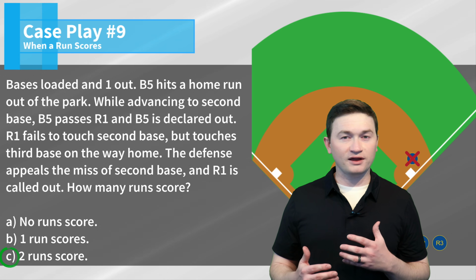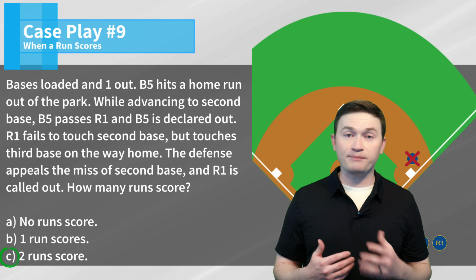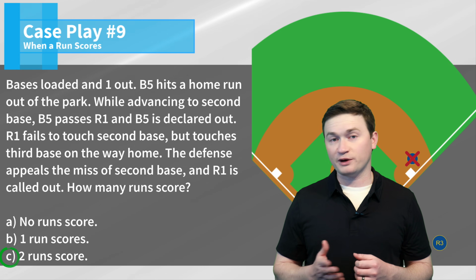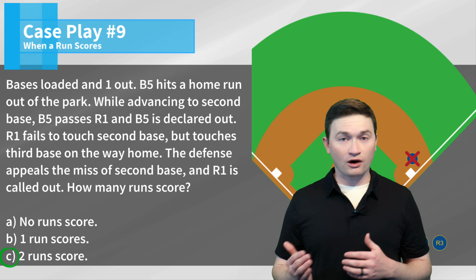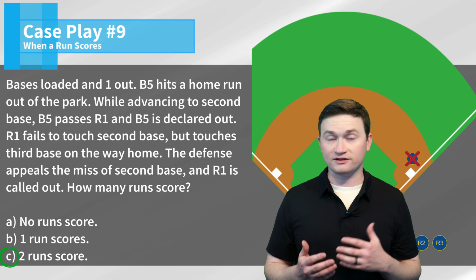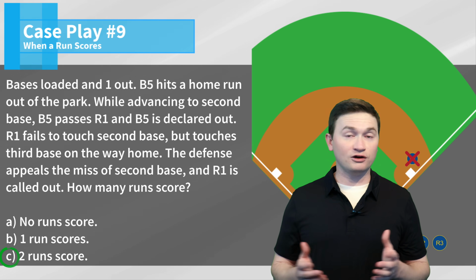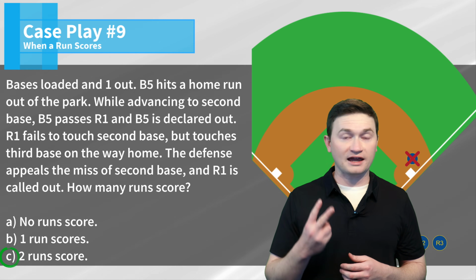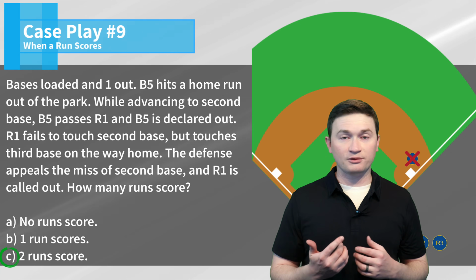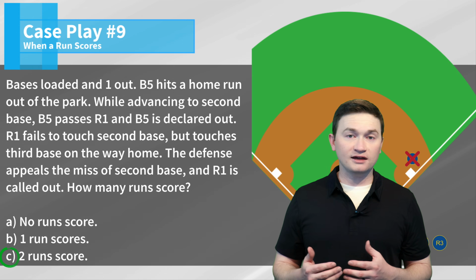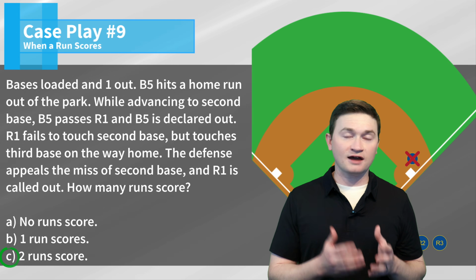This is a fairly common play in that we see a bases loaded grand slam out of the park, and the batter runner sprinting out of the box passes R1. That play happens fairly regularly, and here that results in the second out. And a runner passing is always an immediate out. So in this scenario, that's our second out. Now, after all the runs come around to score, the appeal of R1 missing second is going to be an out, but that's going to be a time play.